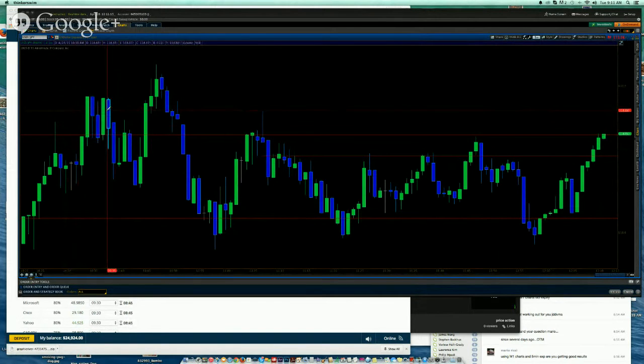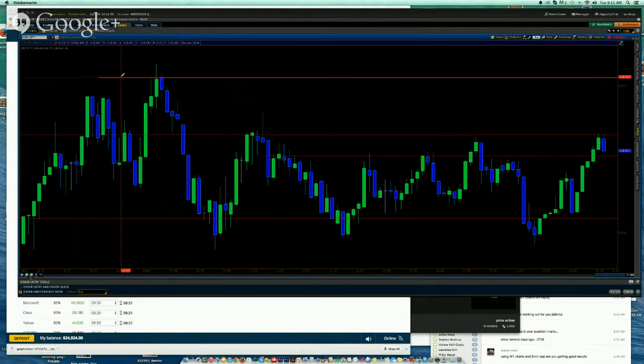So once it breaks, this right here is support, right? Once it breaks resistance, as you see, sometimes this will actually become support now, and then a new line, let's say like up here, will become resistance. So now this is support and this is resistance.